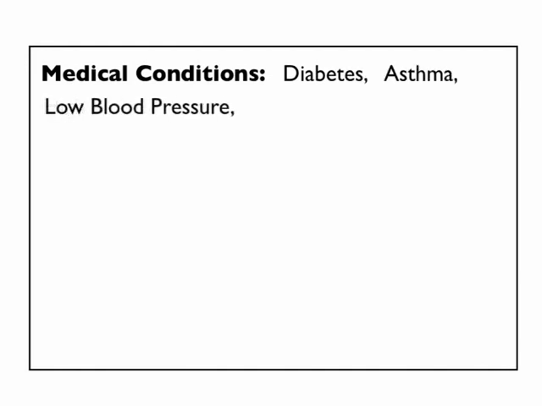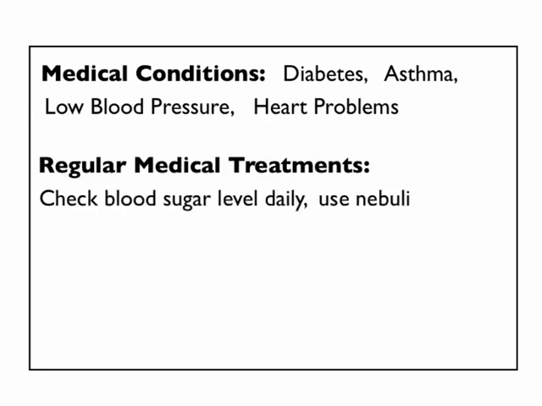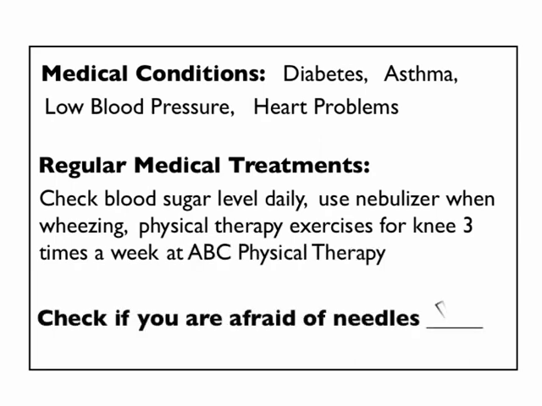Now think about any medical conditions you may have. These might include things like diabetes, asthma, high or low blood pressure, or heart problems. If you have regular medical treatments or routines, write them down. If you go to a special place for medical treatments, include the name of the place. Check if you are afraid of needles. Look at this example. Now fill in your information on Form A.